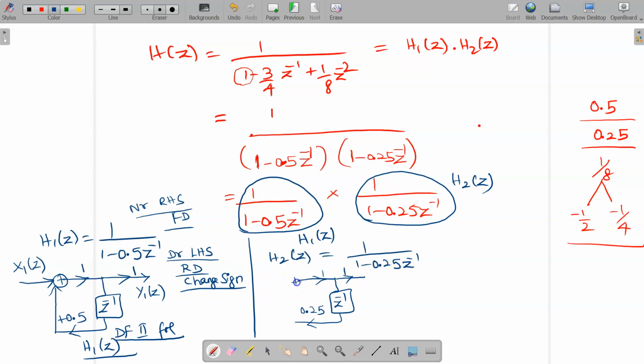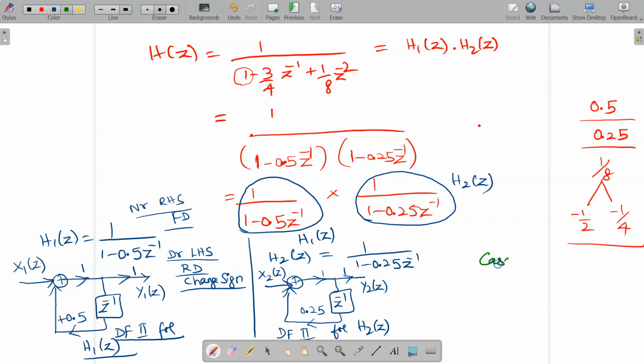Both the terms are added, so put one adder. Use an up arrow. So this is x2 of z and the output is y2 of z. Why? Because this is the direct form structure for h2 of z. So once done with both the diagrams, we can combine or connect both subtransfer functions in series manner.